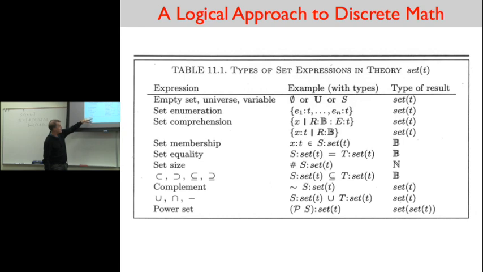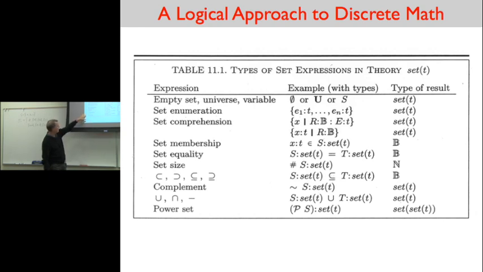Set size, pound S, S of type set T, that's a what? Natural number. There's either no elements in it, or there's 1, or there's 2, or there's 3. Are you with me? So that pound function returns a natural number. It's not a predicate, right? Because it returns a natural number. It doesn't return a Boolean.